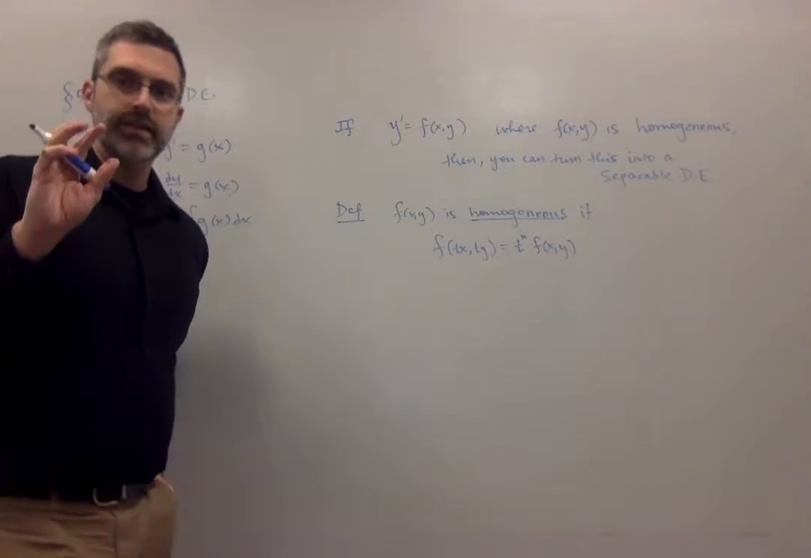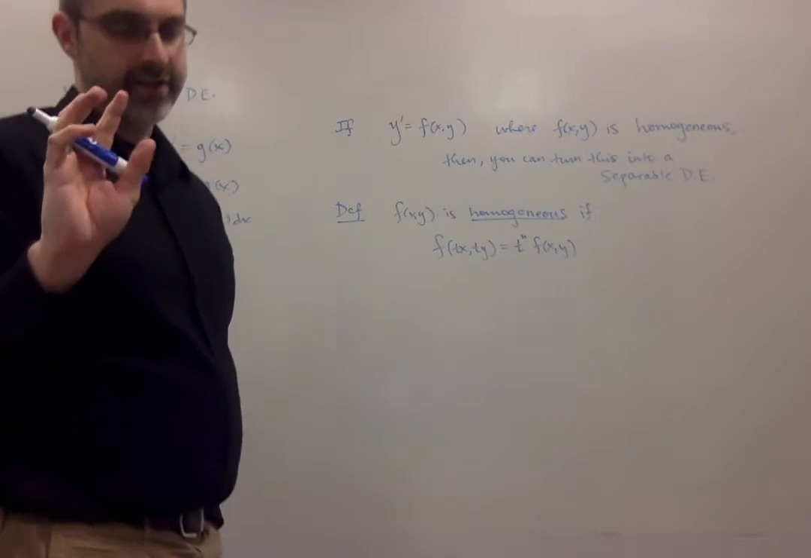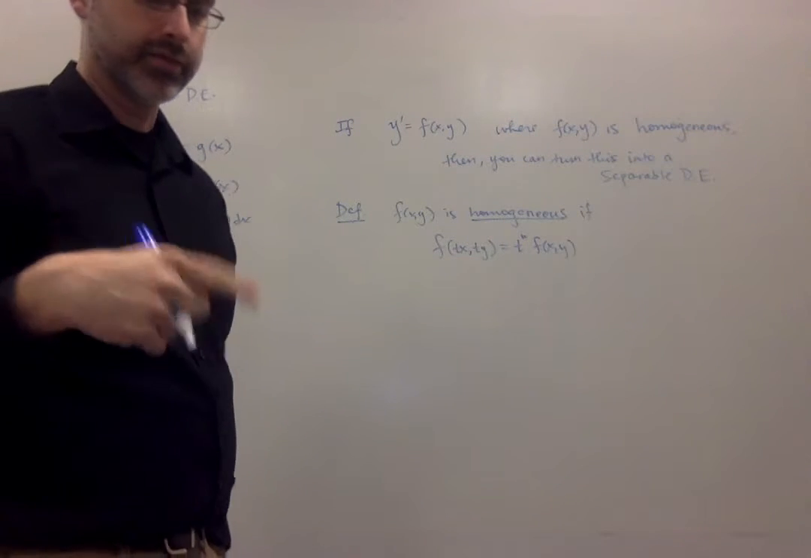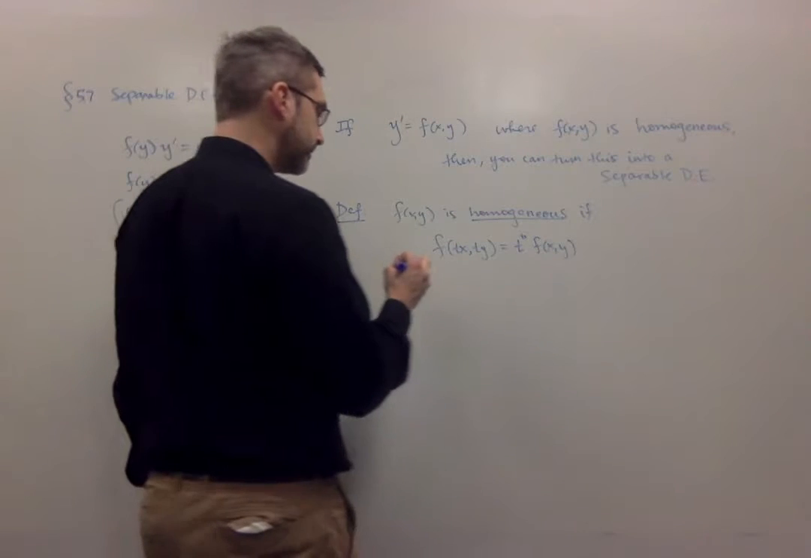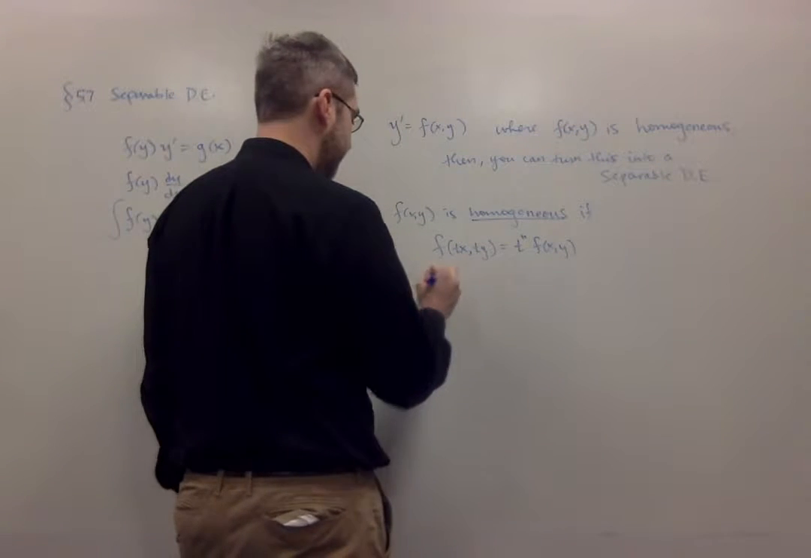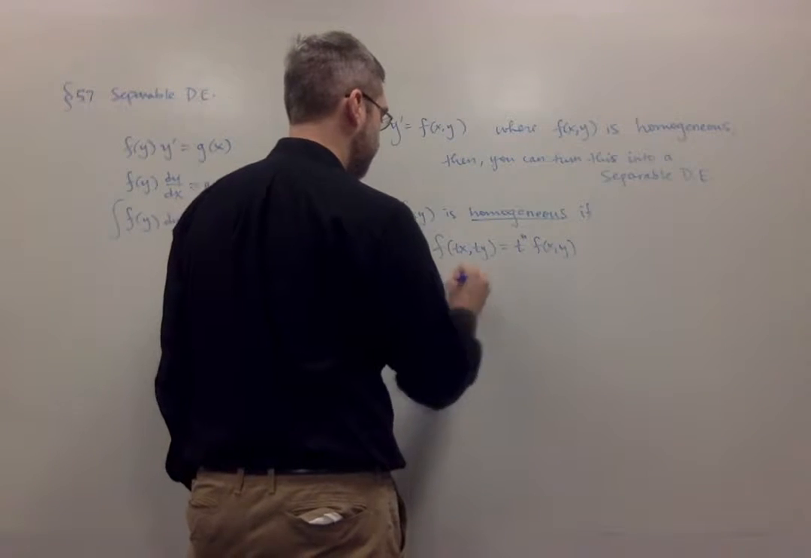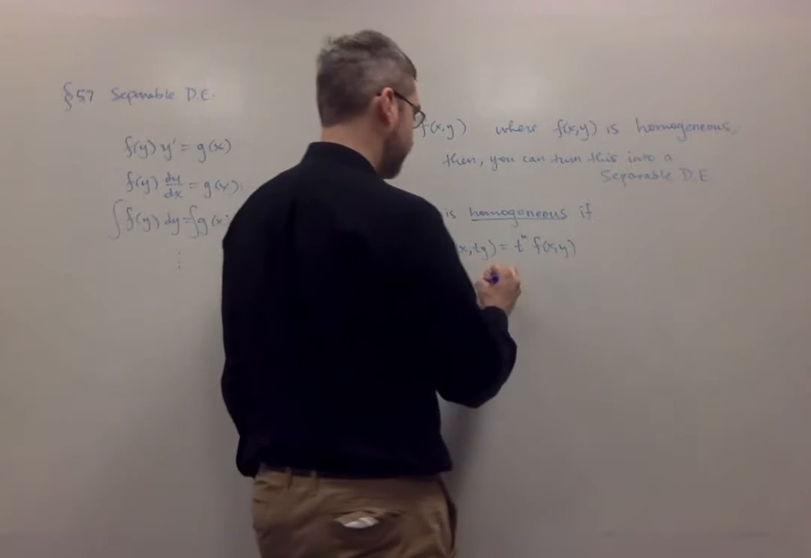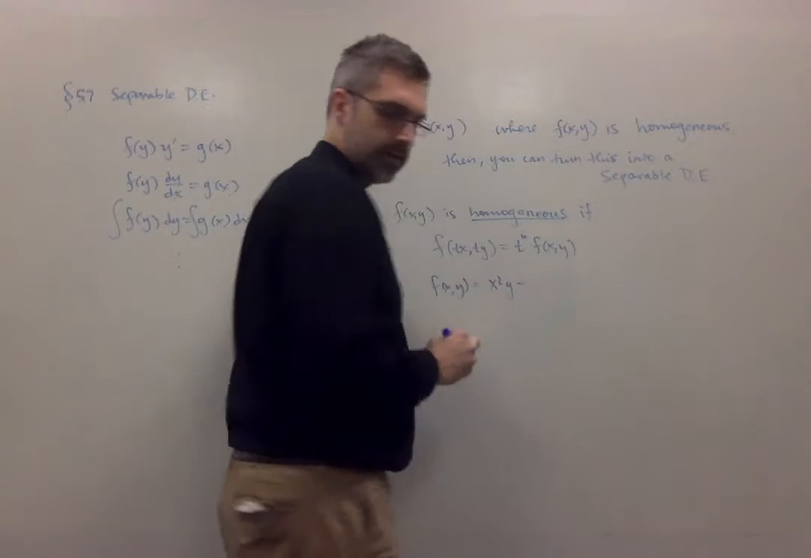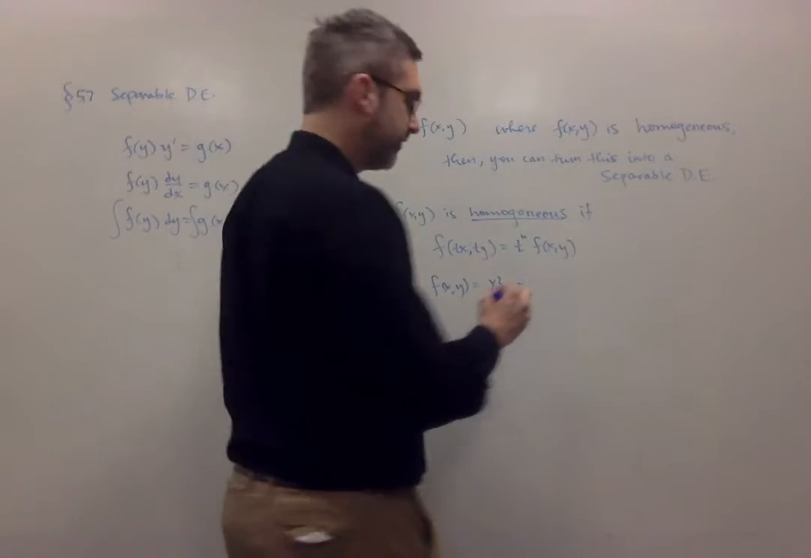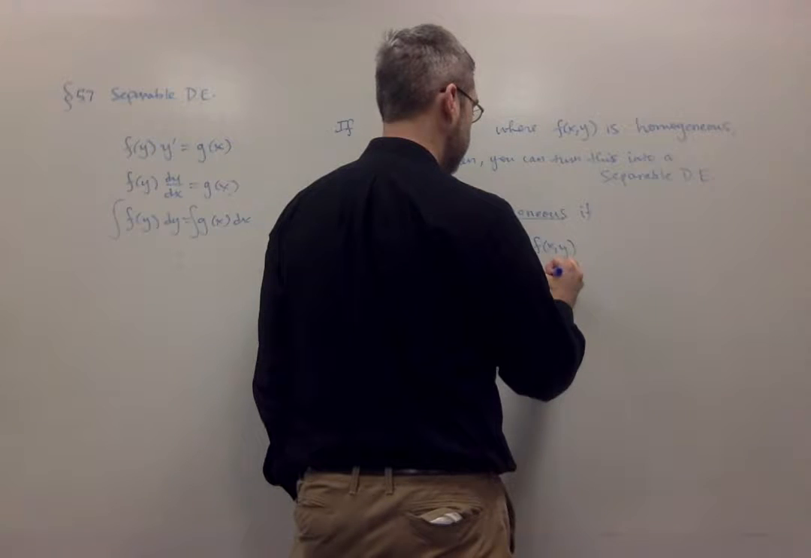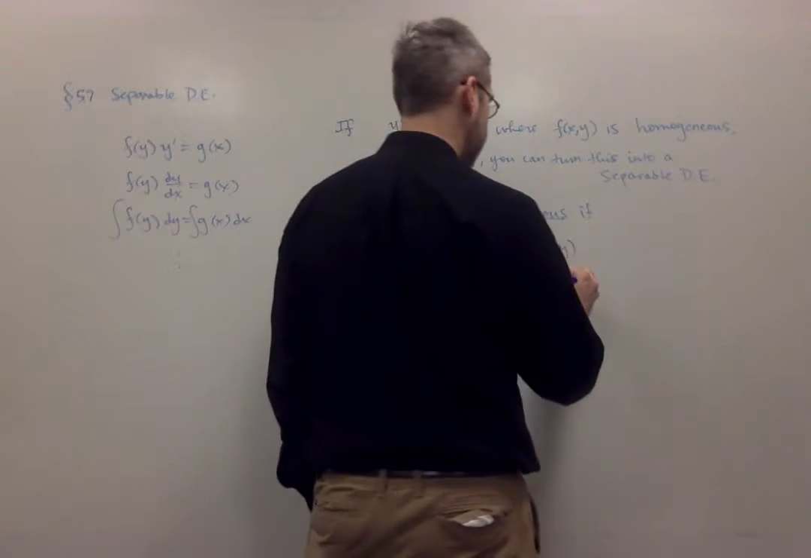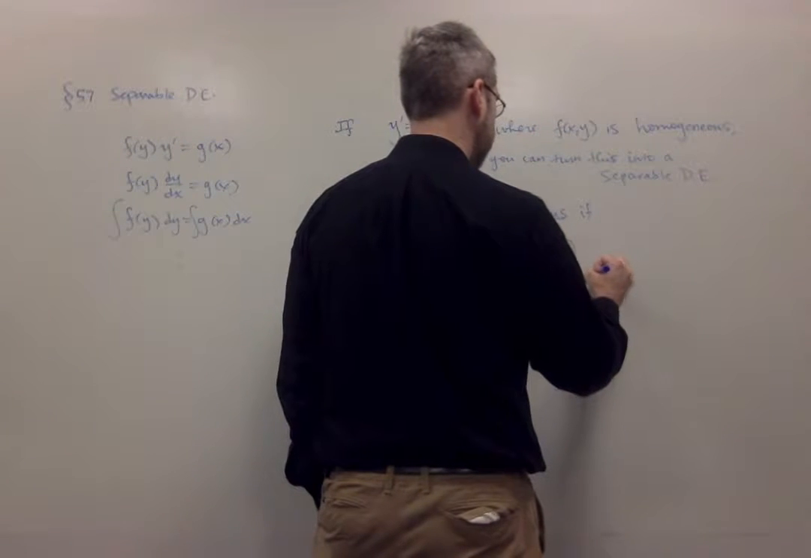Now, before you freak out, let me give you a few examples here. And when I give you a couple of examples, this will make sense. So for example, let's look at the equation f of x, y equals x squared y minus 4x cubed plus 3xy squared.